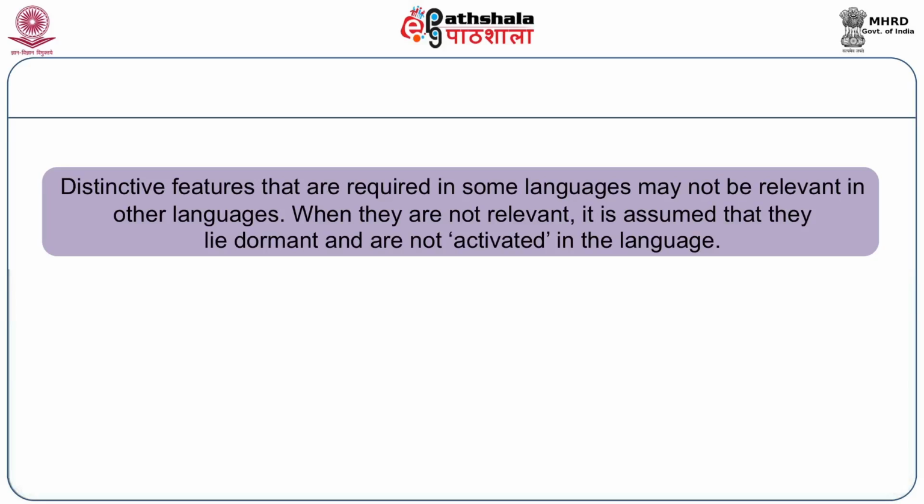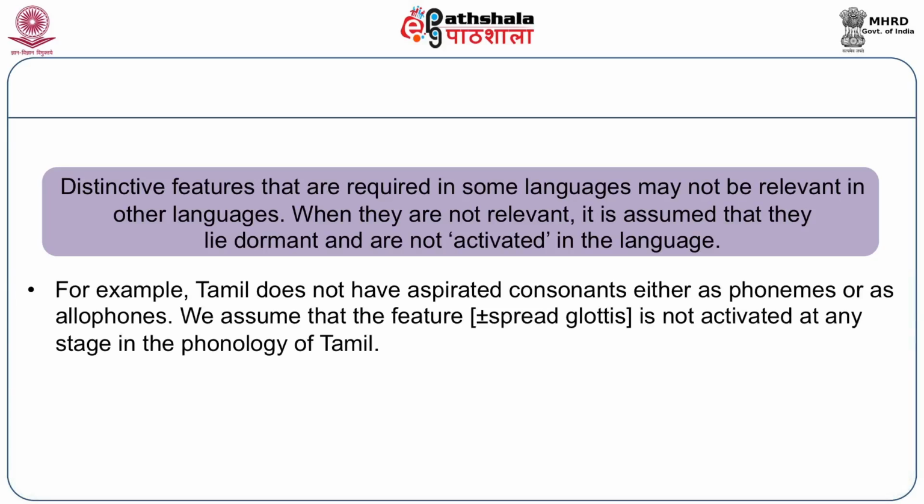The feature plus minus spread glottis is not activated at the beginning, but it gets activated late, so that we have different allophones which are aspirated and unaspirated. It is likely that some of these features are never activated in a specific language. For example, in Tamil, we do not find aspirated sounds at all. Even other sounds which could be said to have plus spread glottis feature, such as ha, are absent in Tamil.